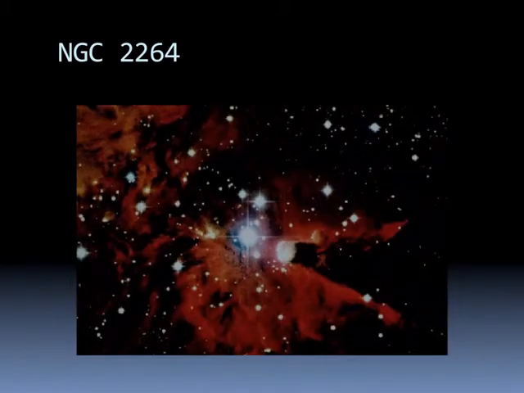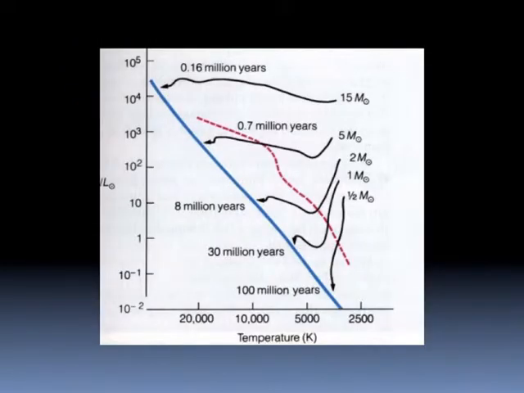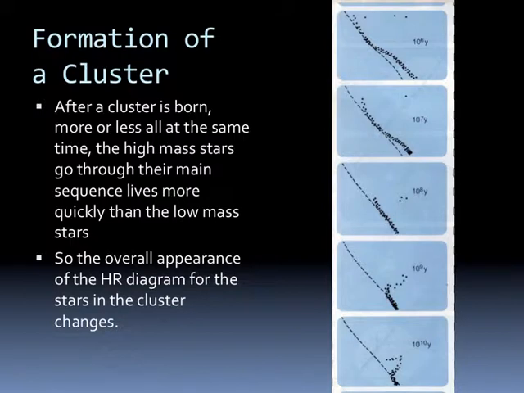This is a picture of that same cluster. Now remember, different stars, depending on their mass, take different amounts of time to reach the main sequence. Small mass ones may take up to 10 million years, or large mass ones only 160,000 years. So after a cluster is born, more or less at the same time, the high mass stars go through their main sequence lives more quickly than the low mass stars. So the overall appearance of the HR diagram for the cluster changes.